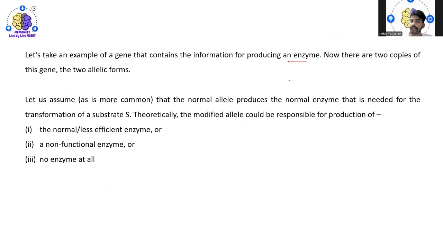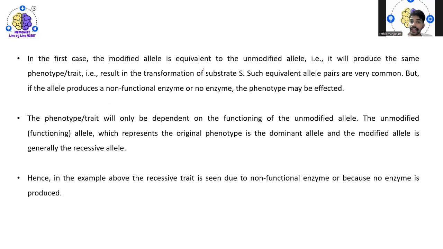Now there are two copies of this gene, that is, two allelic forms. Let us assume that the normal allele produces the normal enzyme that is needed for the transformation of the substrate. The modified allele could be responsible for production of a less efficient enzyme, a non-functional enzyme, or no enzyme at all. So in the first case, the modified allele is equivalent to the unmodified allele. That is, it will produce the same phenotypic trait, resulting in the transformation of the substrate.